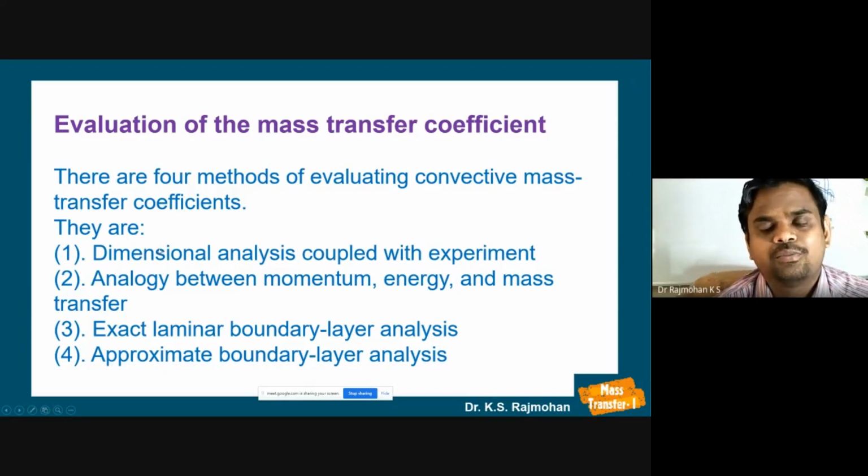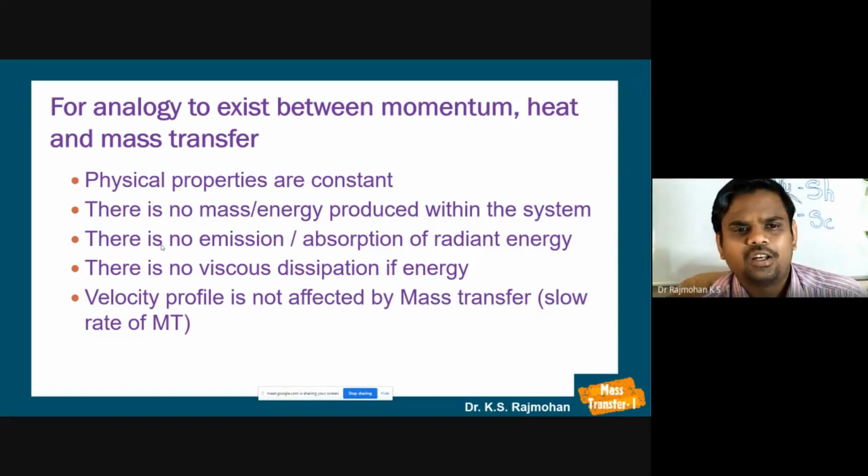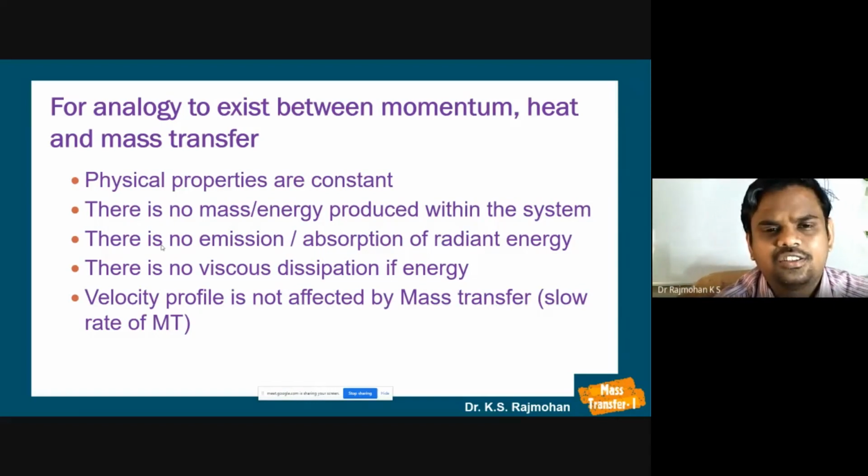be done through analogies between momentum transfer, heat transfer and mass transfer, or it can be done through exact laminar boundary layer analysis or approximate boundary layer analysis. Right? To start with the dimensional analysis, for analogy to exist between momentum, heat and mass transfer, certain conditions are to be met.